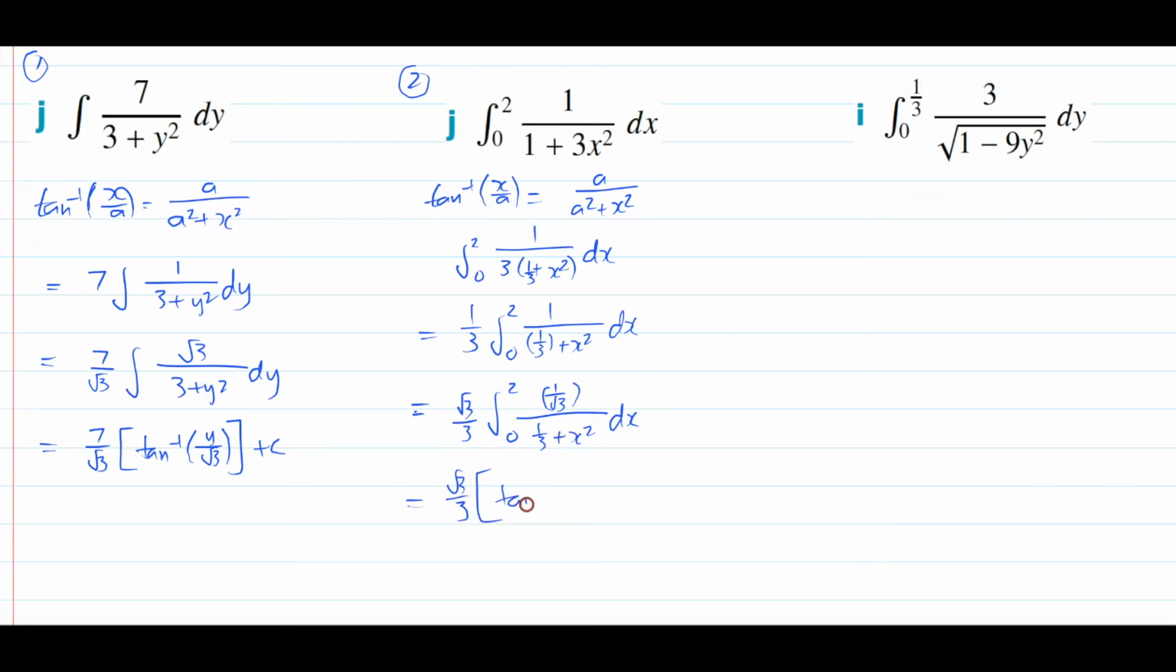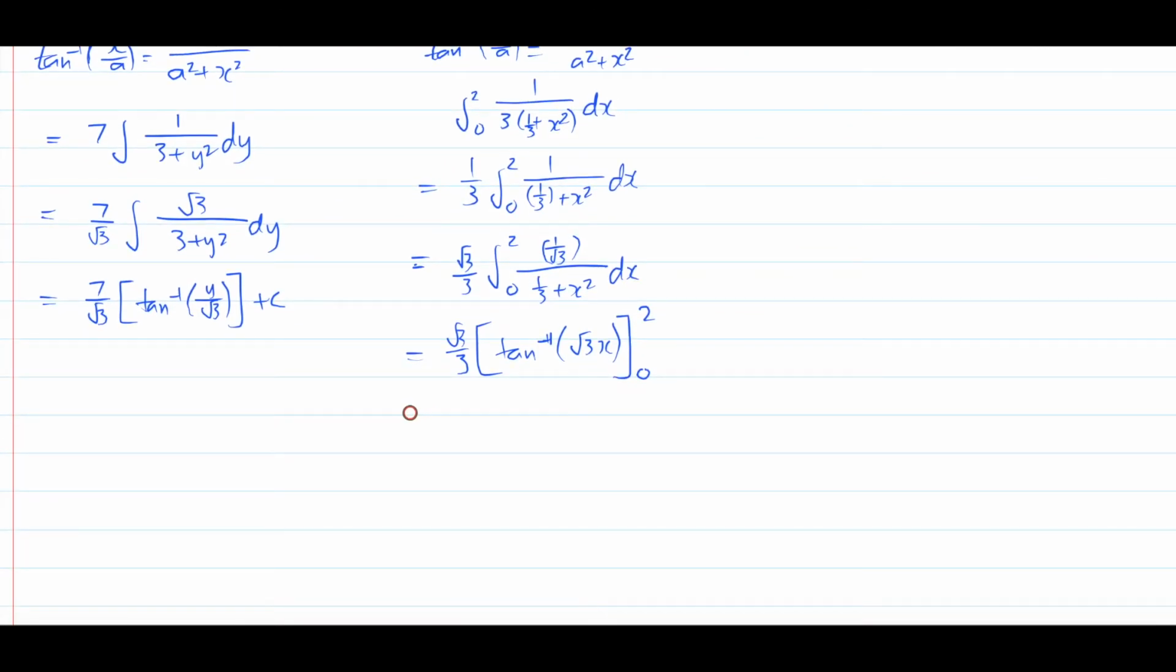Anti-derive this, we get tan inverse of x on a. X on a is x on 1 on root 3. X on 1 on root 3 is root 3 times by x. And then you sub in your numbers, 2 and 0. And there we go. If you want to find your answer, guys, it's root 3 on 3, tan inverse of 2 root 3, and then minus tan inverse of 0 when I sub in 0.